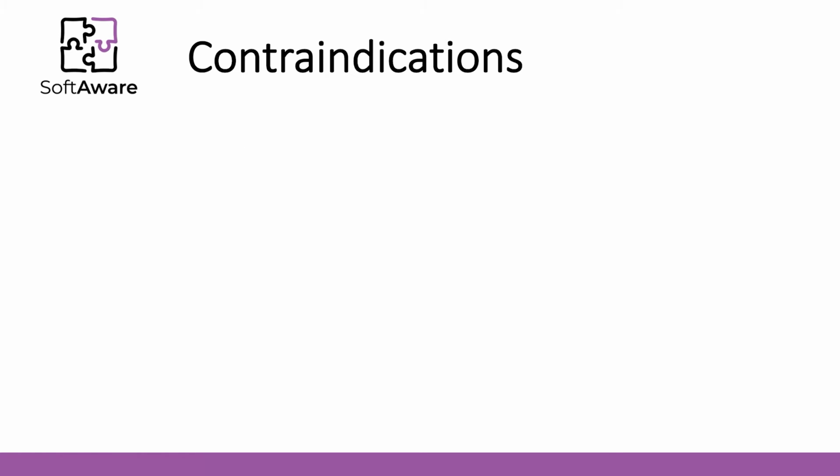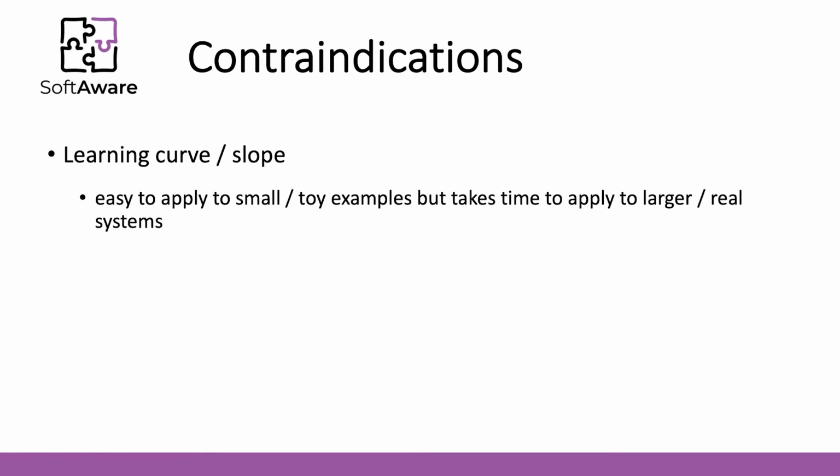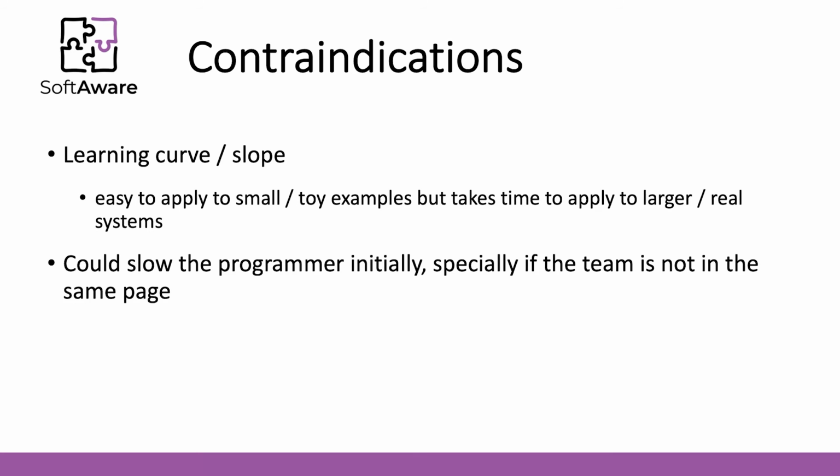Not everything is good news. Here are some well-known contraindications in using TDD. We have a high learning curve slope. It is easy to apply this process to small toy examples, but it takes time to apply it to larger real systems. Another aspect, introducing TDD could slow the programmer initially, especially if the team is not on the same page.